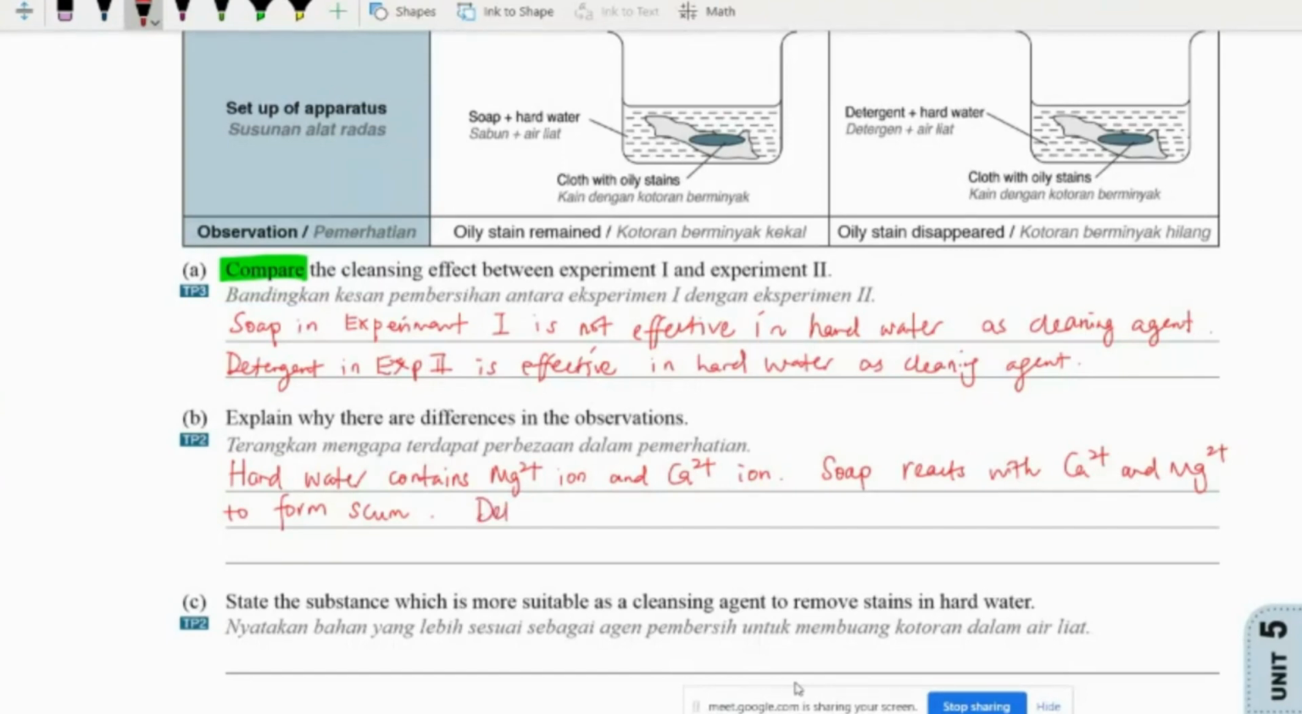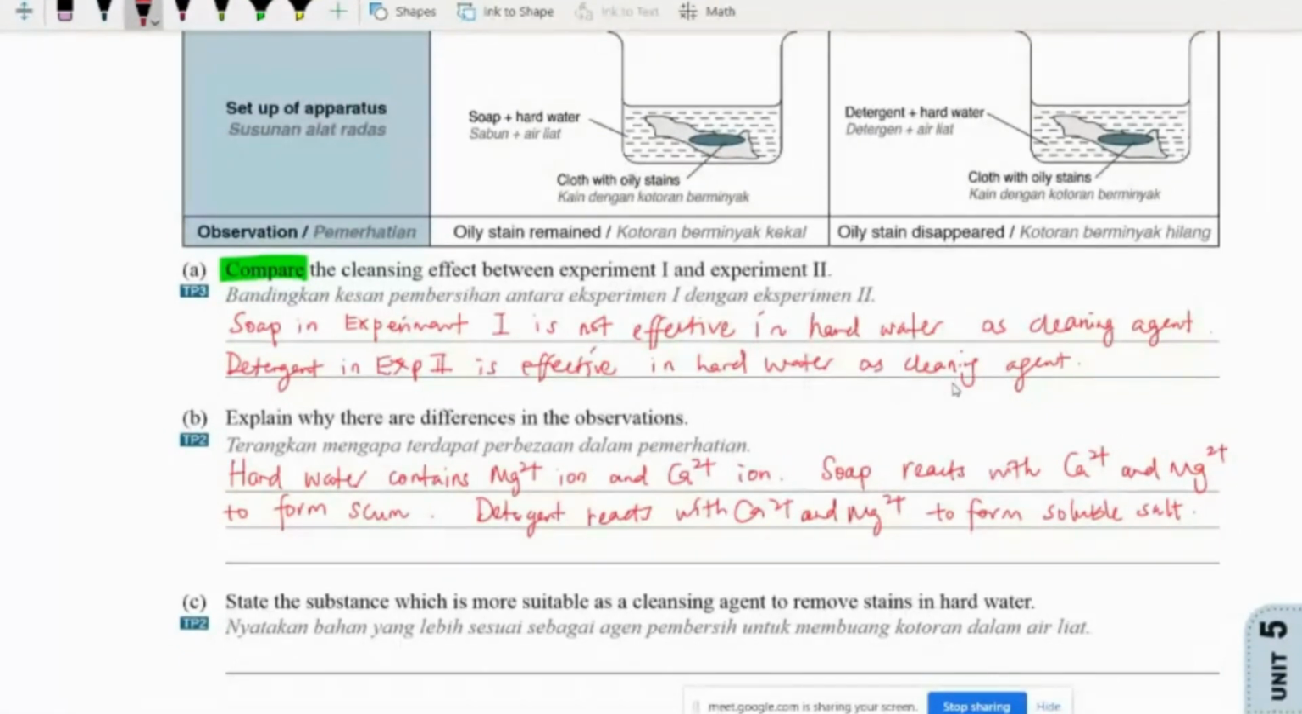Then detergent reacts with calcium ions and magnesium ions to form soluble salt. Okay, so here you can mention again, detergent is more effective than salt in the hot water.